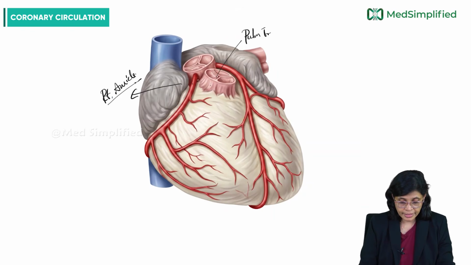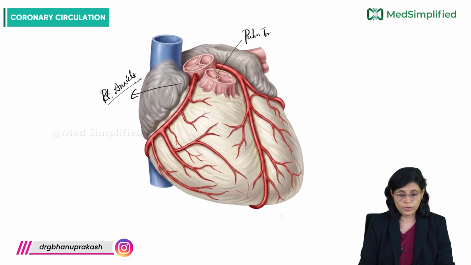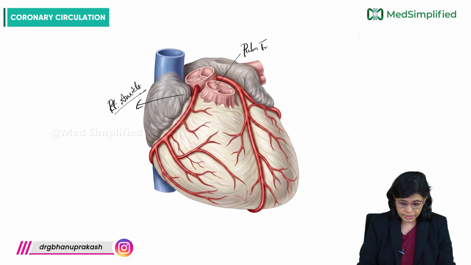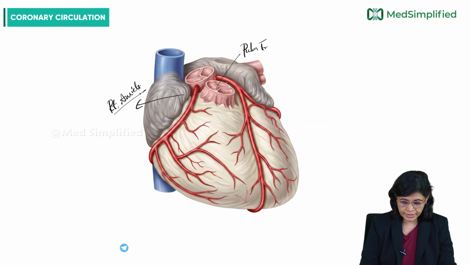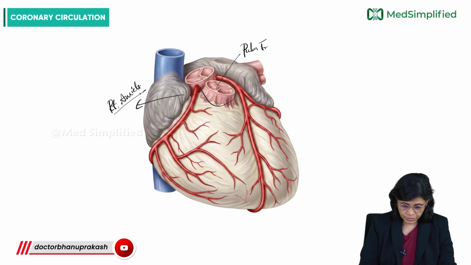So the right coronary artery, after it originates from the anterior aortic sinus, which is otherwise called the right coronary sinus of the ascending aorta, passes forwards in the right anterior atrioventricular groove. This is between the atrium and the ventricle. It passes forwards along this groove between the pulmonary trunk and the right auricle. Then here you can see it winds around the inferior border of the heart.